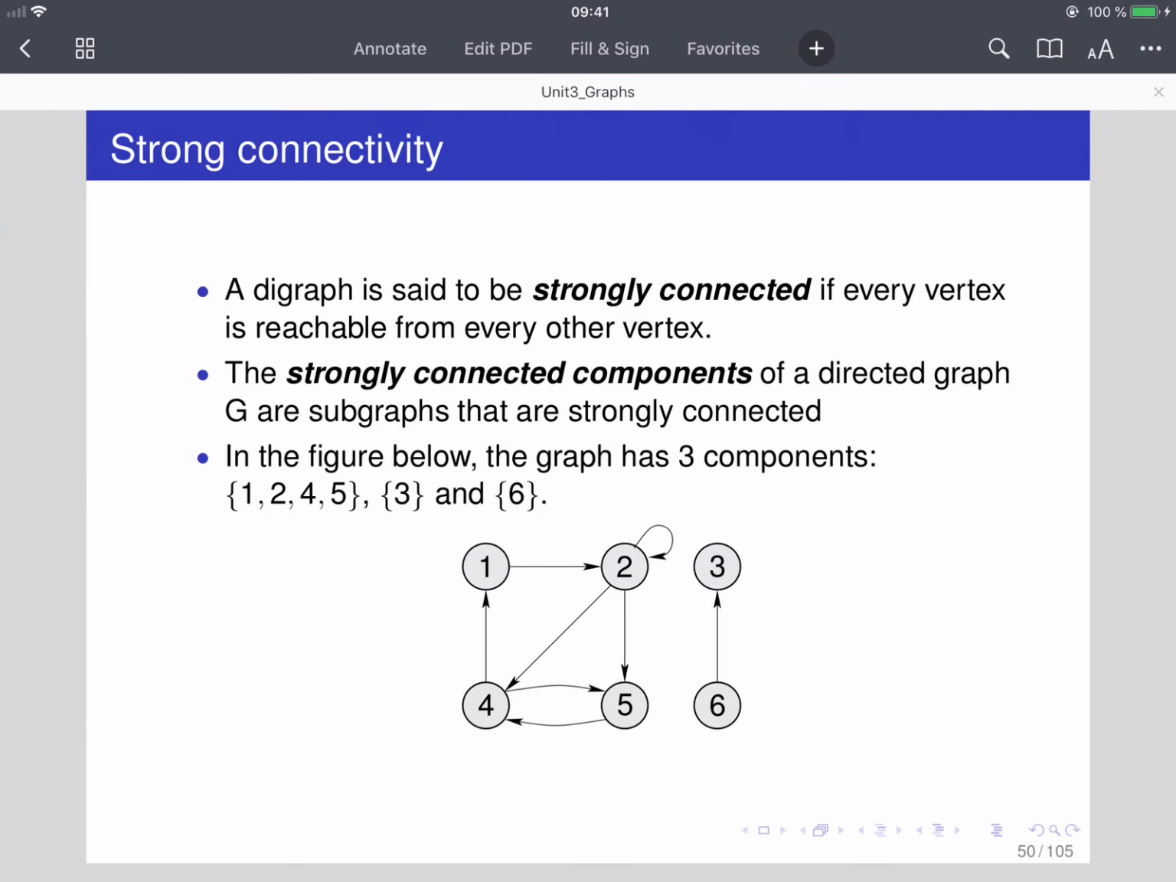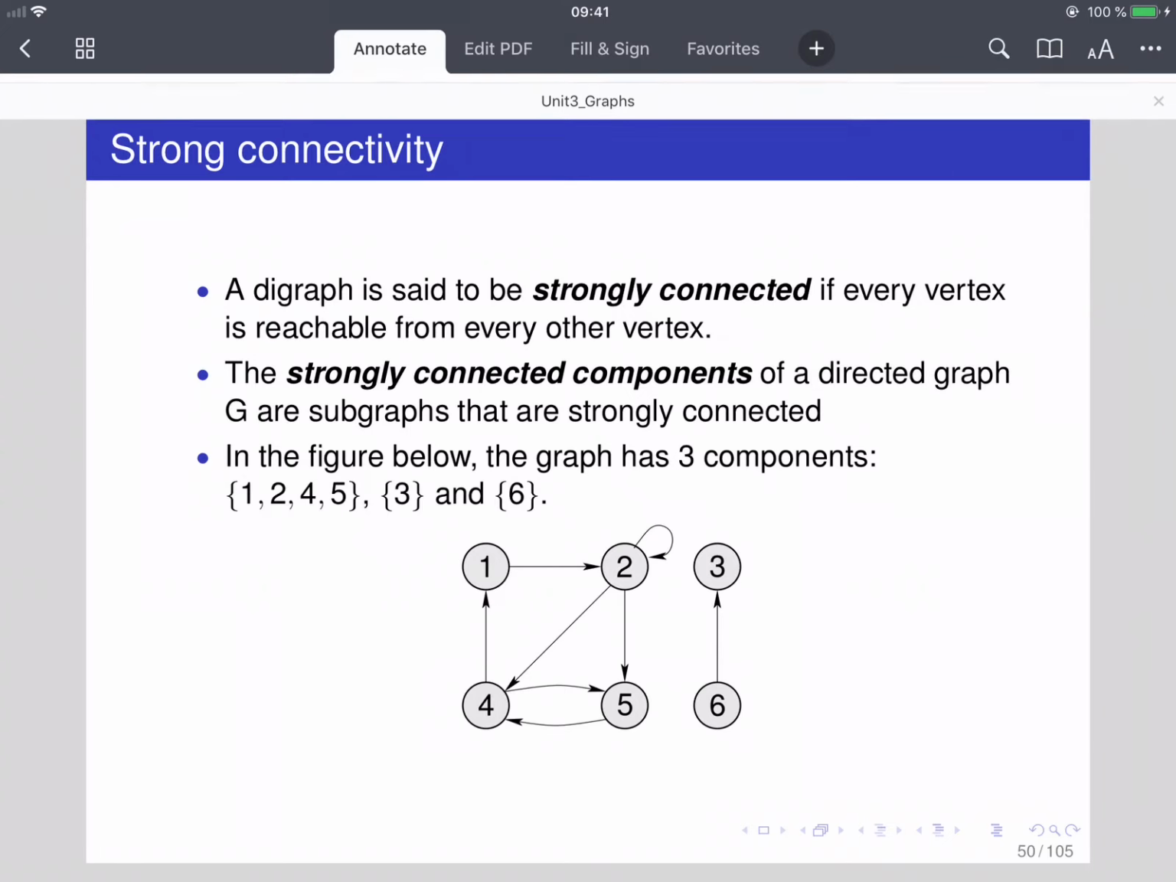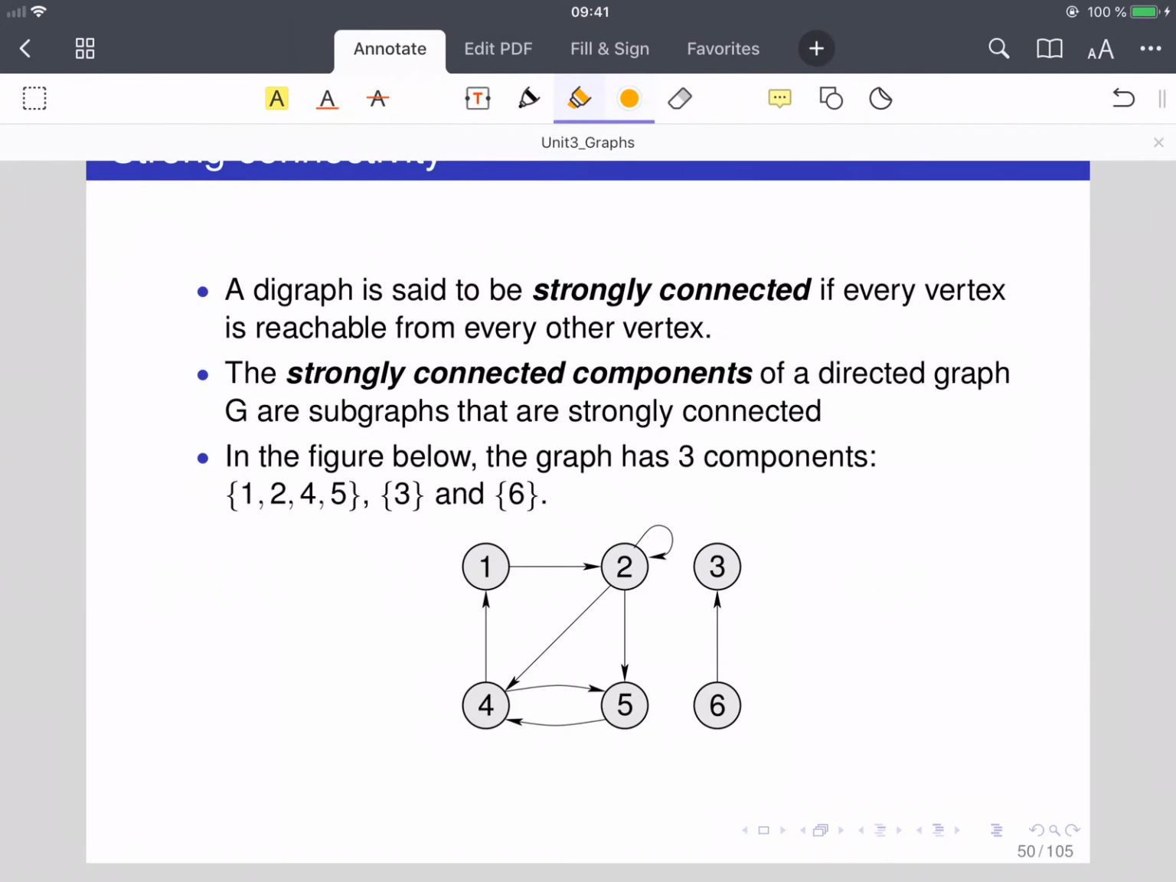Okay, so for instance, in this example here, we have three different connected components. We have 1, 2, 4, and 5. They are mutually reachable.